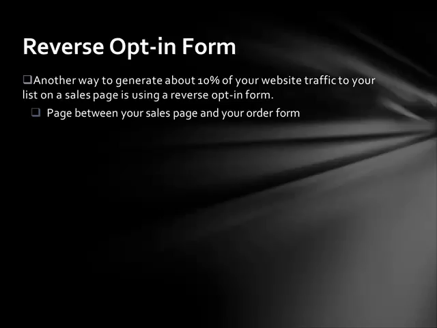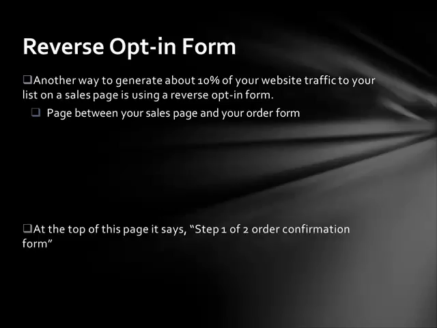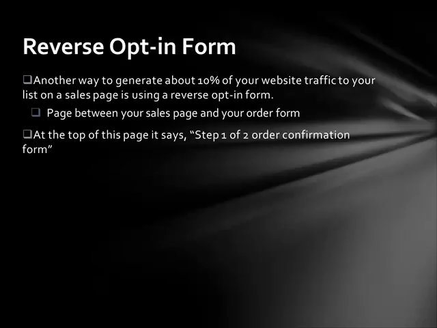It's basically putting them on your list at that point. So at the top it will say step 1 of 2, order confirmation. Then they'll have to put in their email address to continue. This is a reverse opt-in page. You want to grab the email list here so that everyone who buys your product, you already have them on your list. Also, the people who chicken out on your product, you'll have them on your list as well.